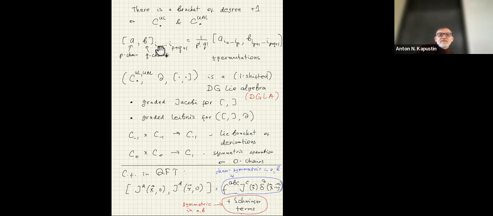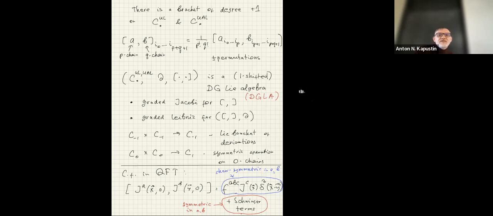So there is a bracket of degree +1. You have 2 chains, a P chain and a Q chain. You can just define a P plus Q plus 1 chain by this sort of obvious formula. Just take commutators and skew symmetrize. This satisfies the Leibniz rule with respect to this del. So the whole thing is what's called a differential graded Lie algebra.